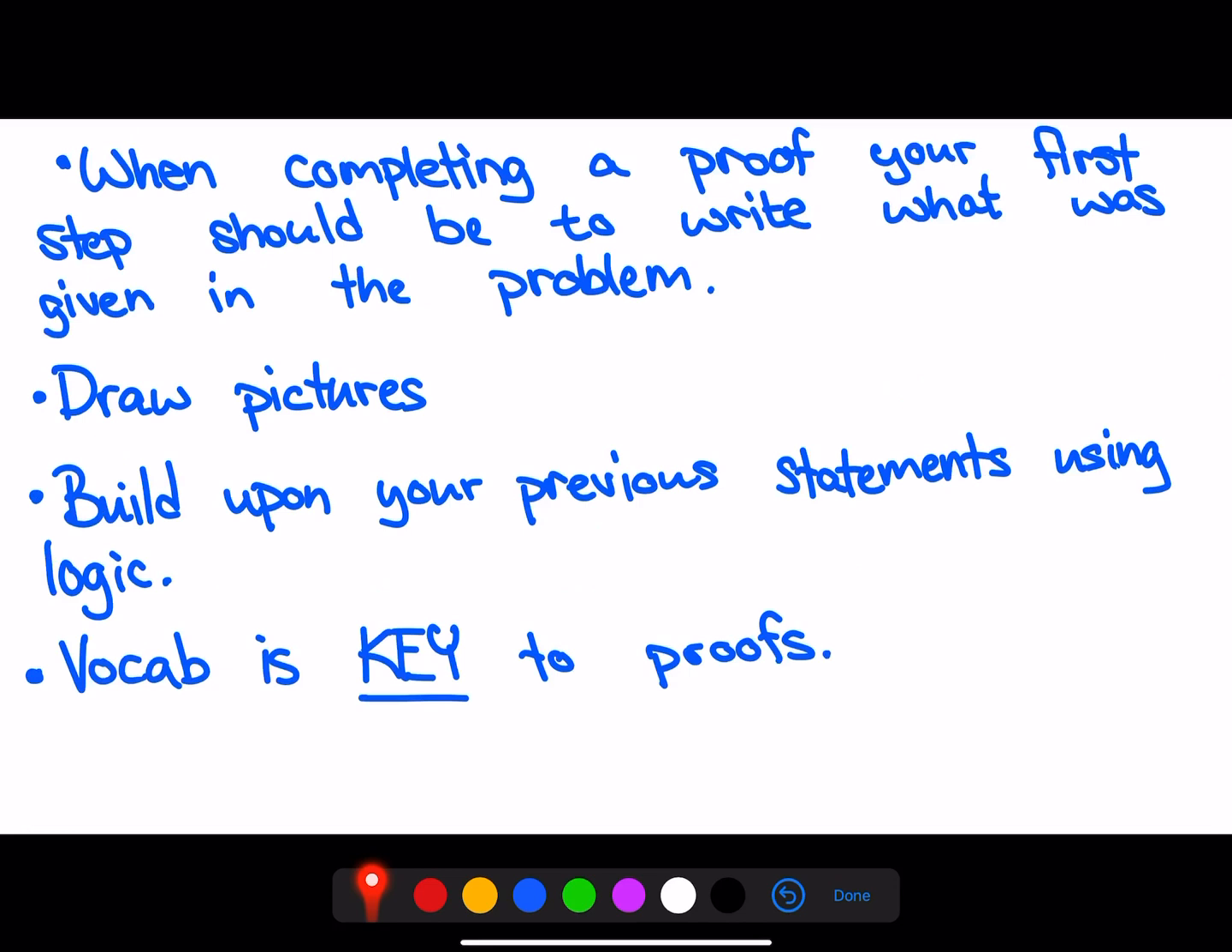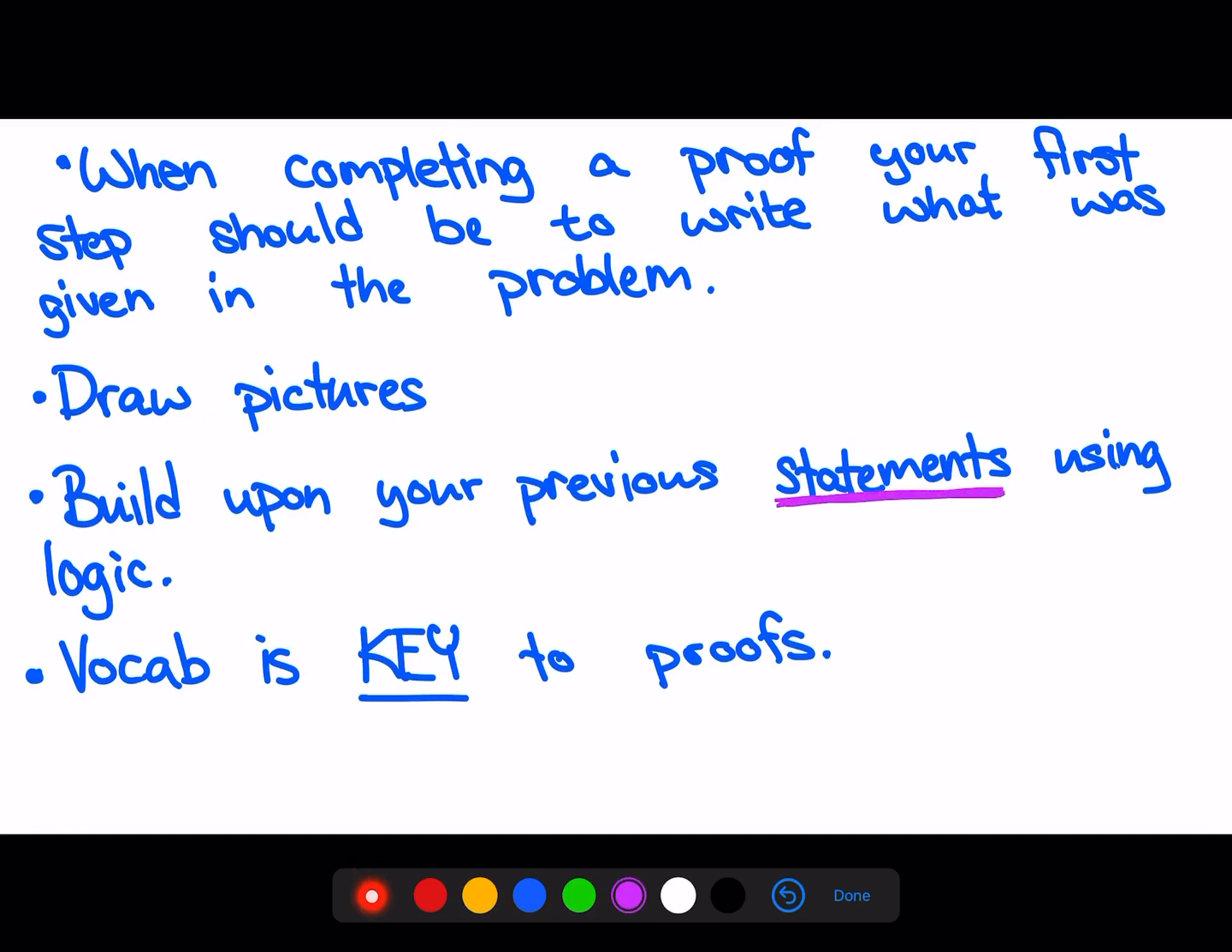Now, when completing a proof, your first step should always be to write what was given in the problem. So the first thing that we need to do is write out what's given to us. As we do that, we should also draw pictures or draw on our pictures that are given to us as well. This will help us organize our work. From there, we're going to build upon our previous statements, and again, we're going to stay in the statements column.